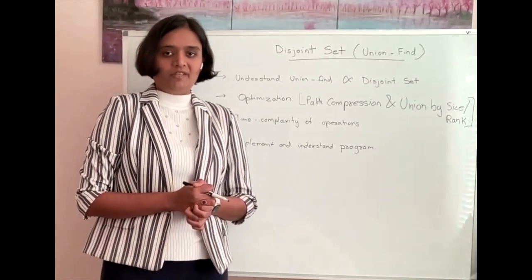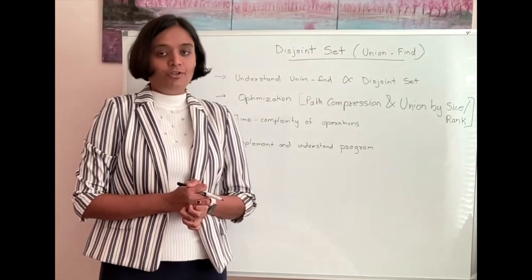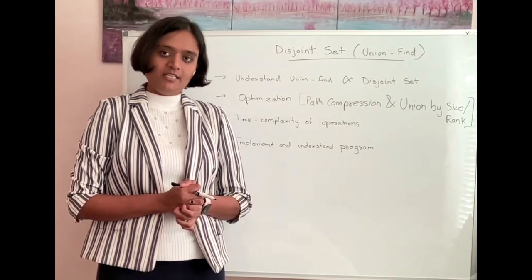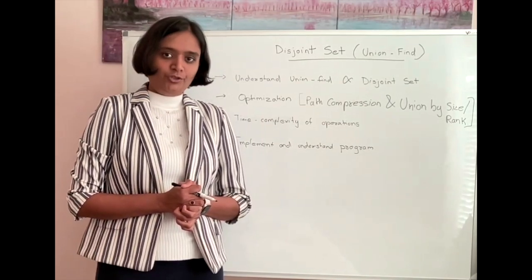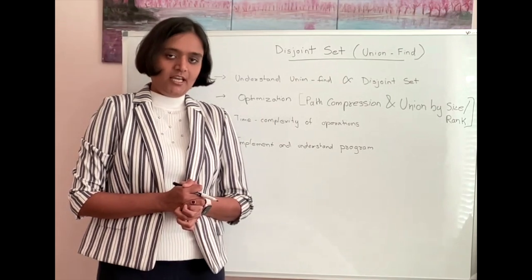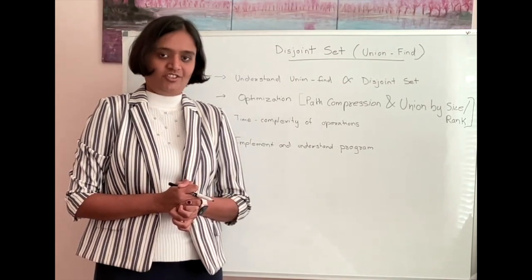Today I'm going to talk about disjoint set, also known as union find. We are going to look at different optimizations such as path compression, union by size, or union by rank. We are going to look at specific implementations or applications of disjoint sets, as well as learn about time complexity analysis of different operations.